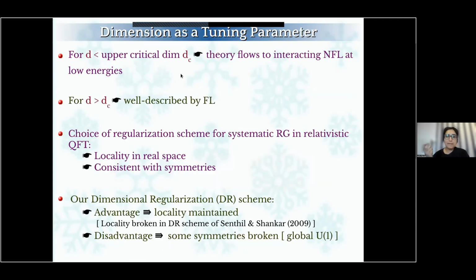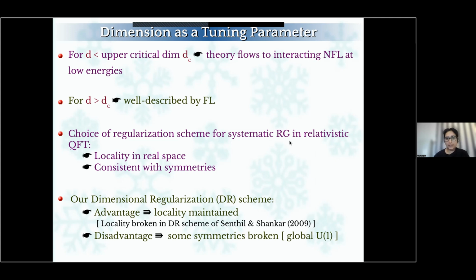Now, we are using dimension as a tuning parameter in our theory. And let me remind you, if the overall dimension, or the actual physical dimension, is less than the upper critical dimension DC, then the theory flows to an interacting fixed point. Here, it's a non-Fermi liquid fixed point at low energies, and we cannot explain it by a Fermi liquid theory or a mean field picture. But if the physical dimension of a system is greater than DC, then it could have been well described by a Fermi liquid picture.